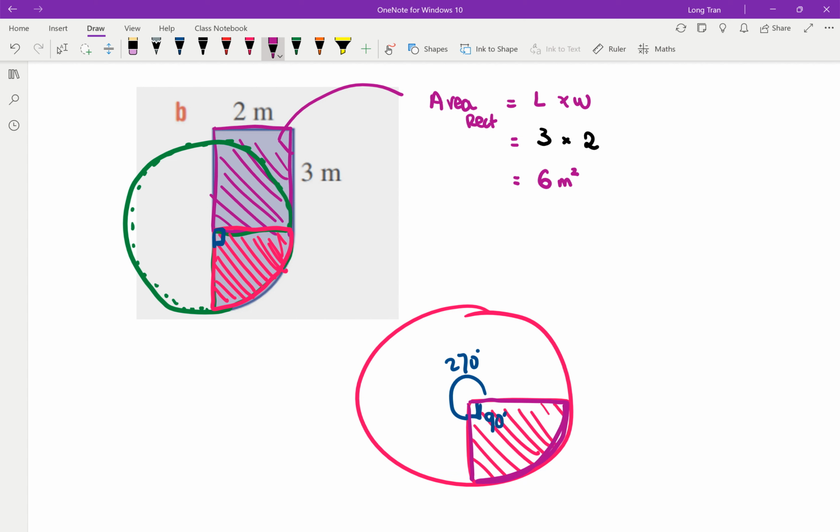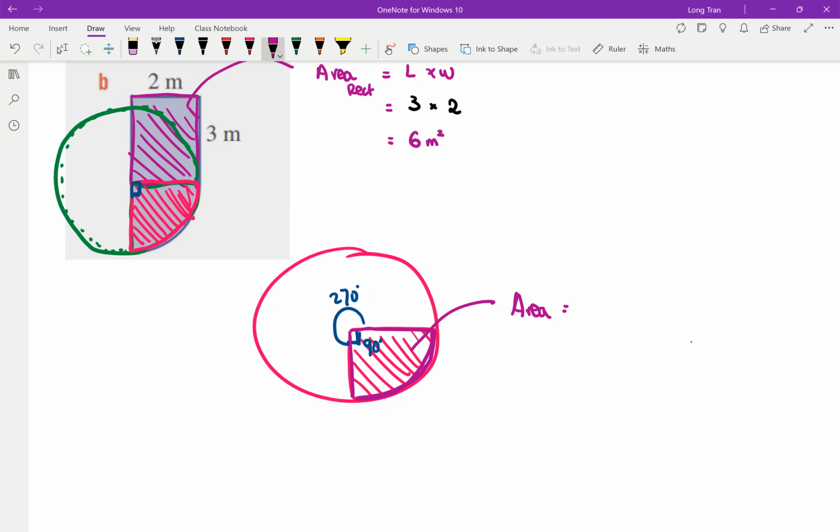So we've got to look at the area formula for a circle. Okay, the area for a circle is pi times the radius squared. True? And which portion do I want? I only want 90 degrees of the 360. Okay, so 360 is a full circle. I only want 90 of it.